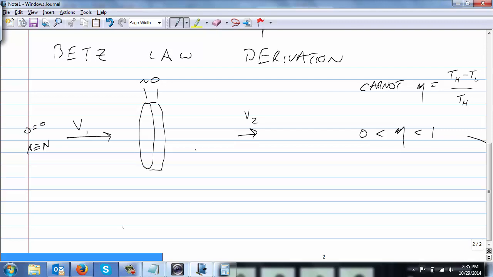Now, this should be an obvious question, but which of these two velocities is greater, V1 or V2? It better be V1. Similar to the Carnot equation, you've got a hot side and a cold side. In the wind turbine, you've got a fast side and a slow side. Well, what happened? Why is V2 smaller than V1?